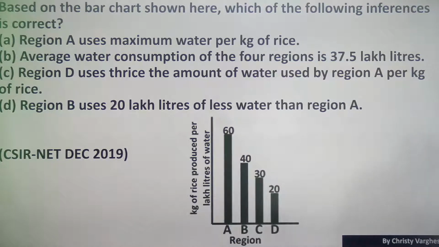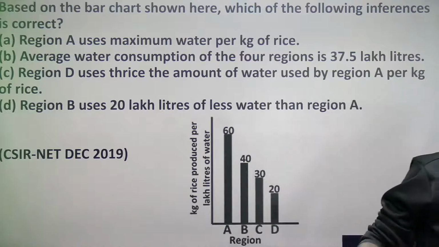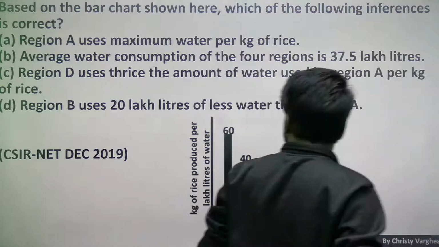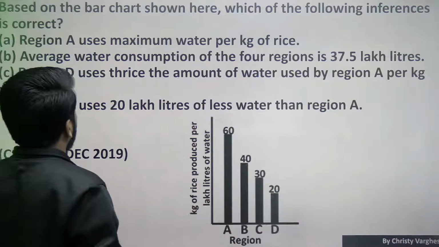So I will start explaining. Two options you people have posted in the chat. One is option B and option C. So we will start with option B. Whether that can be the answer or not, we will discuss. Based on the bar chart shown here, which of the following inferences is correct?